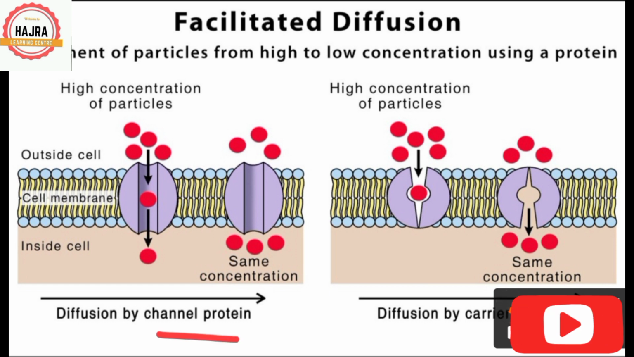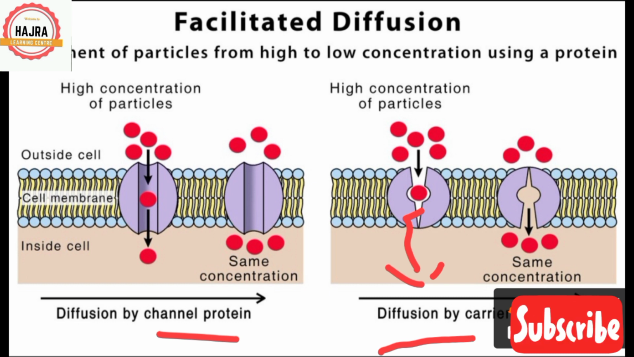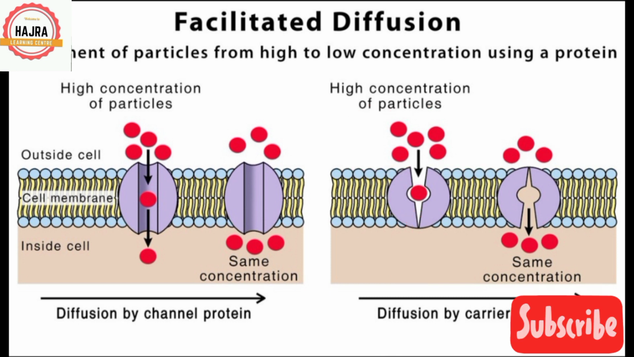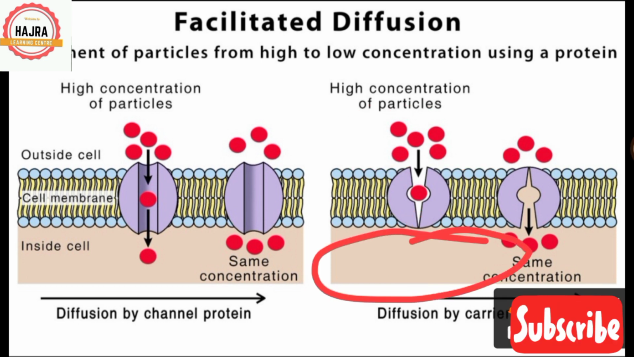Now let's talk about diffusion by carrier proteins. First of all, the protein will bind with the molecules. Proteins will take them from one side towards the other side. So carrier proteins will take the molecule and carry it to the other side. This is the outer area and it has a higher concentration of the molecule, and this is the inner area. It doesn't have that many molecules.